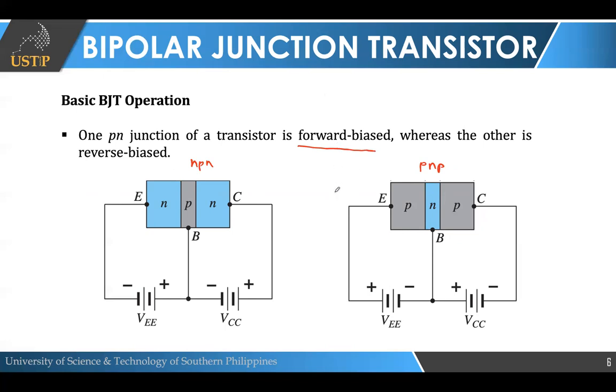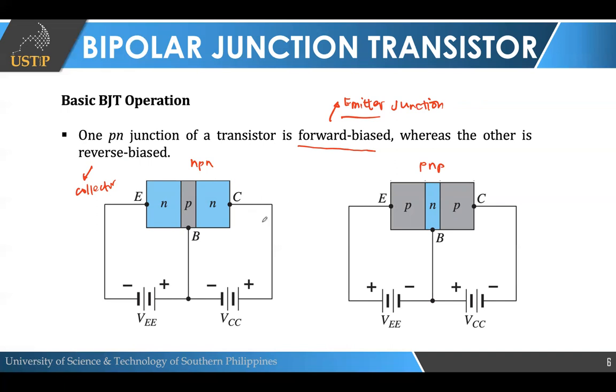The forward bias is always the emitter-base, or the emitter junction. Okay, so that it is easier to remember, you can just remember the emitter. The emitter should be forward biased and the reverse biased is the collector. Right? This is general because whether you have NPN or PNP, the same rule applies. Your emitter is always forward biased and your collector is always reverse biased. This is the basic BJT operation.